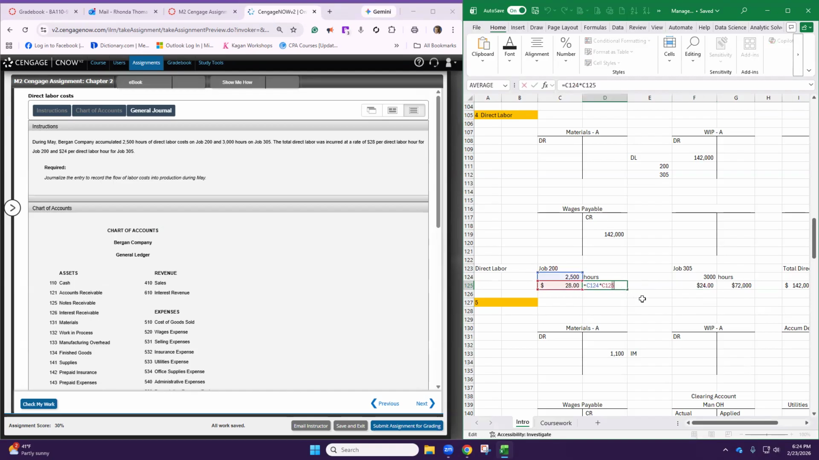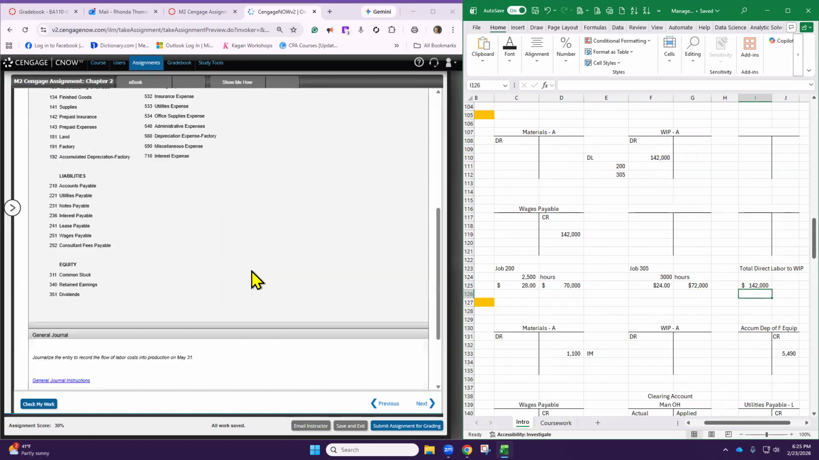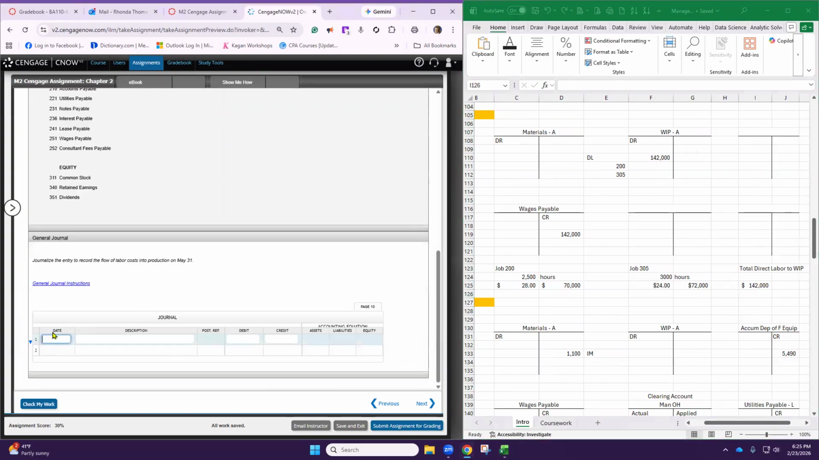So here is the amount of direct labor for this job and the amount for the direct labor for this job. Together, they add up to 142,000 going into work in process and wages payable. This is going to happen on the last day of May, so we're going to put May 31st.